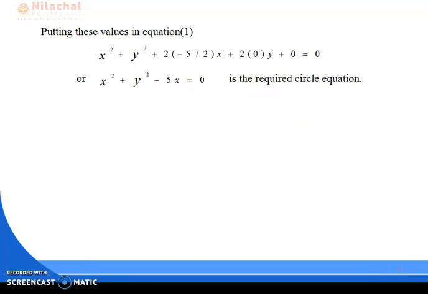So x-axis means the y coordinate must be 0, y-axis means the x coordinate must be 0. Every point on the x-axis has y coordinate 0, every point on the y-axis has x coordinate 0. So here the center lies on the x-axis, which means its y coordinate must be 0. So we get that f equals 0.